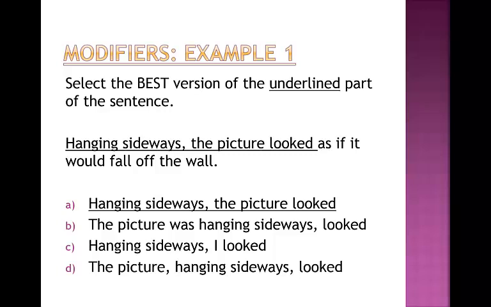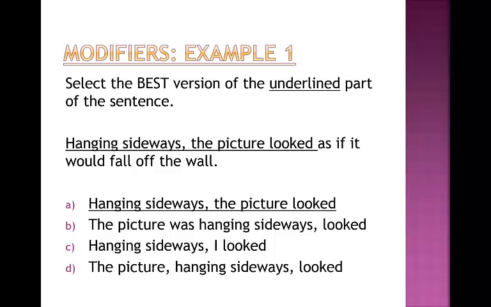Answer B is out because the picture was hanging sideways, looked as if it would fall off the wall. Now you have a comma in an odd place, which we'll get to in a minute. Answer C is incorrect because do you really think that you were hanging sideways and looking as if you would fall off the wall? That doesn't make too much sense. And finally, a lot of students choose answer D because it seems natural to pause that way. The picture, hanging sideways, looked as if it would fall off the wall.